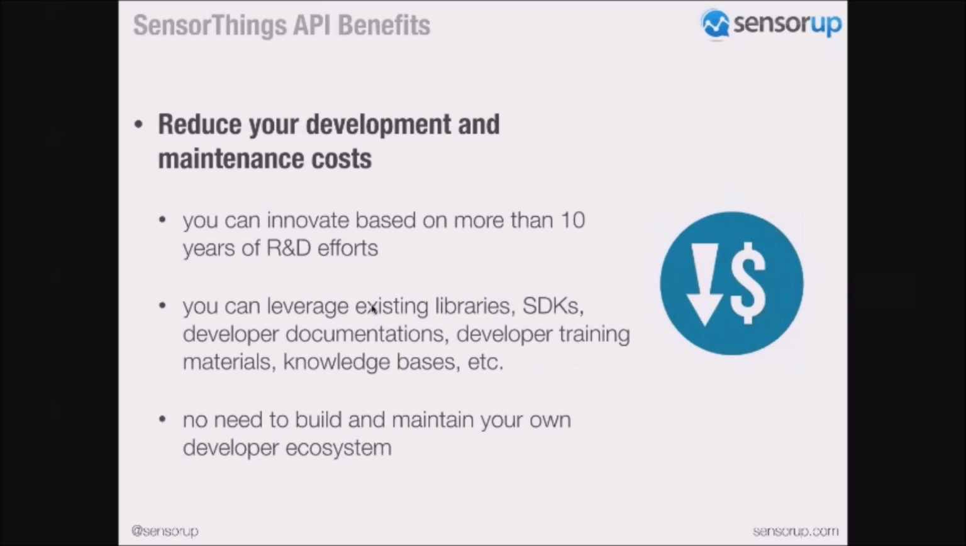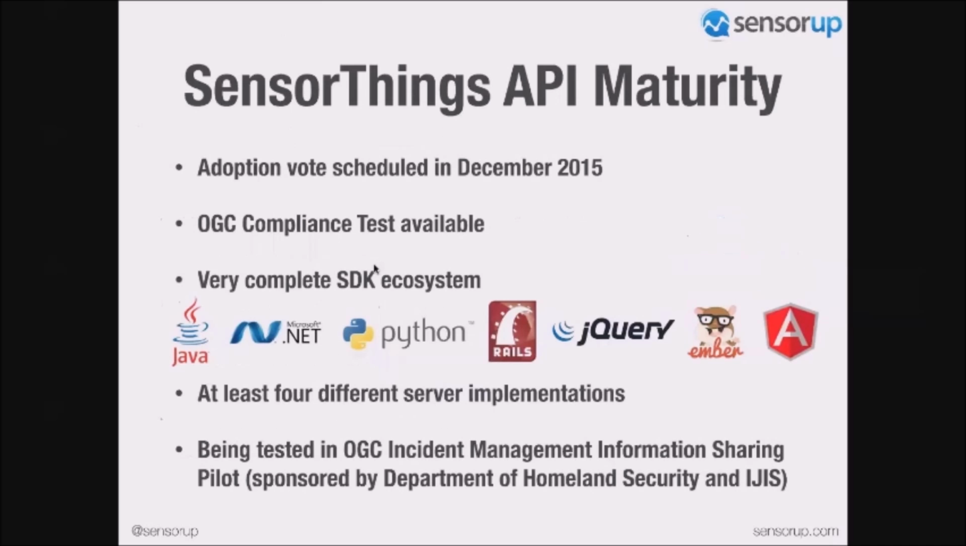The other benefit is that it reduces your development and maintenance cost. You can use the more than 10 years of R&D effort from OGC. And there's no need to build and maintain your own developer ecosystem. We build it together as a community. Okay, so these are the benefits of SensorThings API. Hopefully, you find them useful.